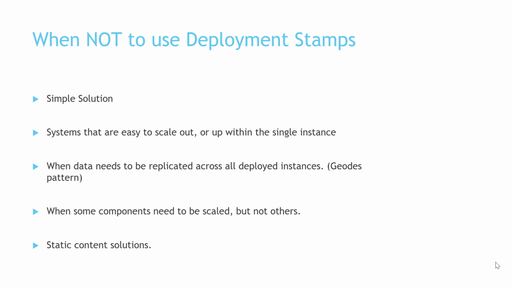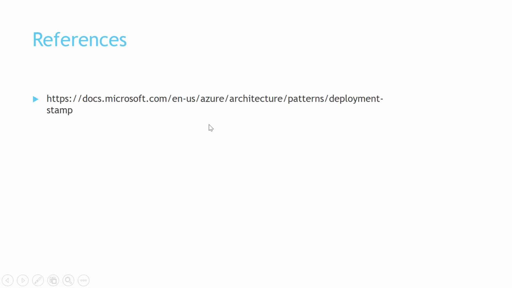Also, when we have a requirement to scale certain components of our architecture and leave other components without scaling, deployment stamps are not going to be helpful in this scenario. Finally, if we have a static content solution, you shouldn't be using deployment stamp with it. And at the end here, I have put a reference for the deployment stamp pattern in the Azure online documentation if you want to go have a read.